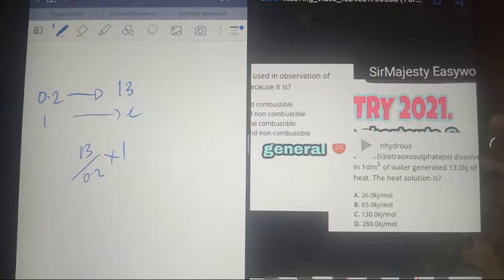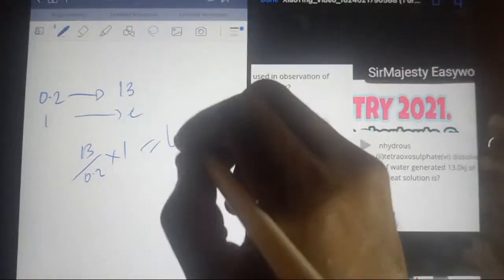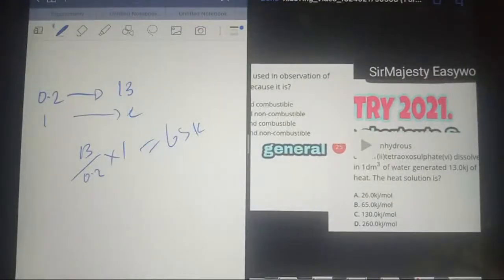So 13 over 0.2 times 1 will give you 65. You can go back and just put points there. So 65 is the correct answer, 65 kilojoules. I defined heat of solution as the heat change when 1 mole of a given solute dissolves in 1 liter of a given solvent. Okay, then we move on.